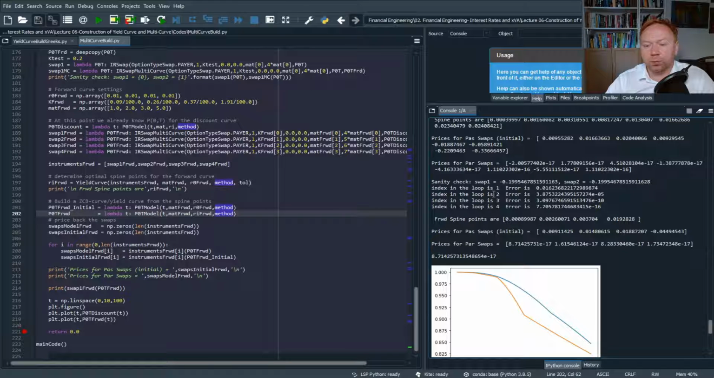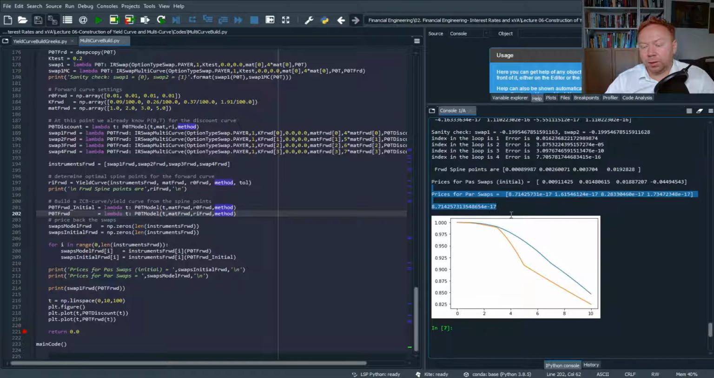Then we iterate and try to bootstrap the new curve. Here are the spine points for the new curve, and the initial values for our swaps, so you can see that it's really off. After the calibration, after bootstrapping, we see that indeed we're now pricing back to par. And here is the plot. I think the blue line is the discount curve, and the orange line is the new forwarding curve. The difference between them illustrates the spread.